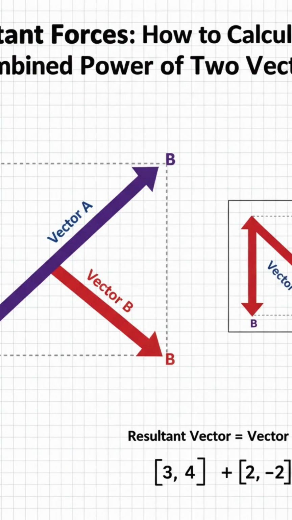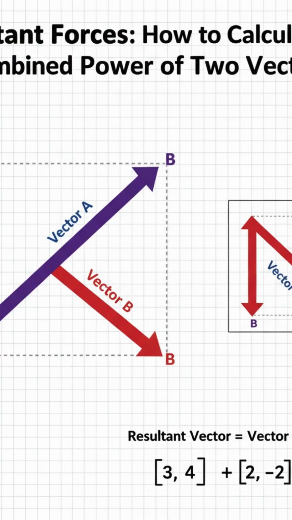Case 1. Vectors in the same direction. If both vectors point in the same direction, simply add their sizes. Example. Vector A equals 4 units. Vector B equals 6 units. Combined power equals 4 plus 6 equals 10 units.